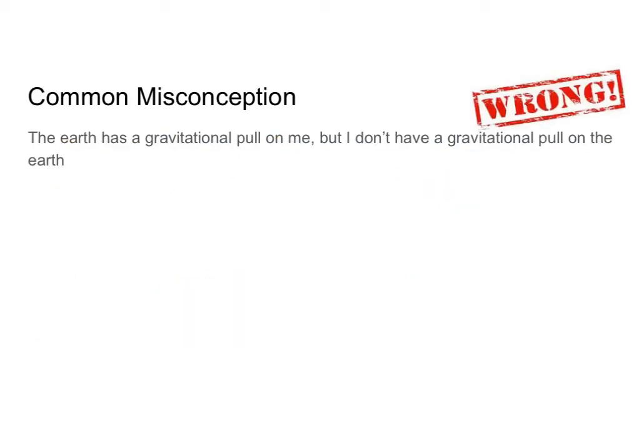So one common misconception here is that the Earth has a gravitational pull on me, but I don't have a gravitational pull on the Earth. In fact, the gravitational pull of me on the Earth is equal to the gravitational pull of the Earth on me. So you may ask, okay, sure, but then why do I fall down instead of the Earth falling up?